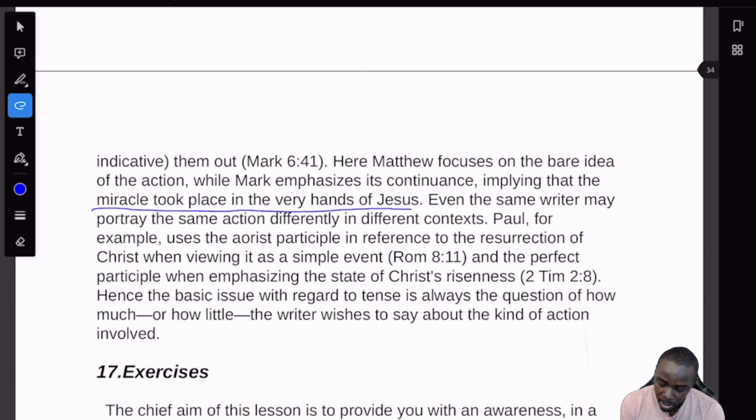Hence, the basic issue with regard to tense is always the question of how much or how little the writer wishes to say about the kind of action involved. And the word that he chooses and the way he conjugates that word. So now we go back to this word paradigm, D-I-G-M. The paradigm that the author uses to break down that word is very important, very critical, because that is going to tell you the importance of the idea that he's trying to convey. So it's important to understand what is going on, where mood is concerned, where tense is concerned, where voice is concerned, and where aspect is concerned.